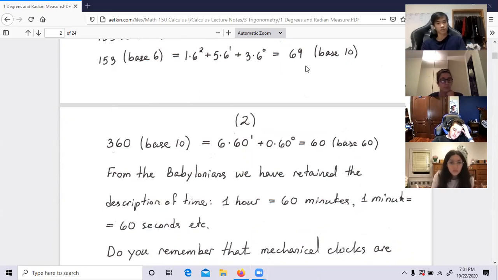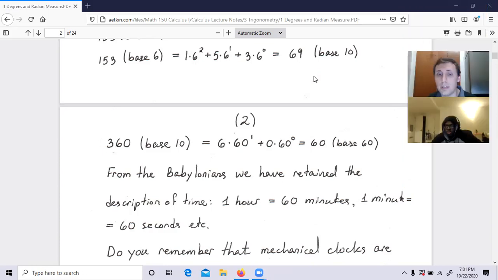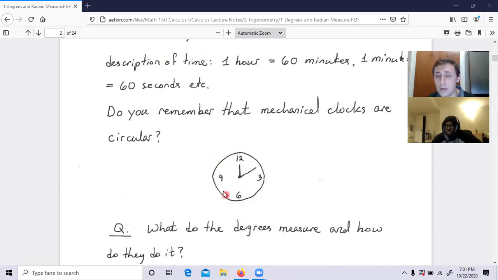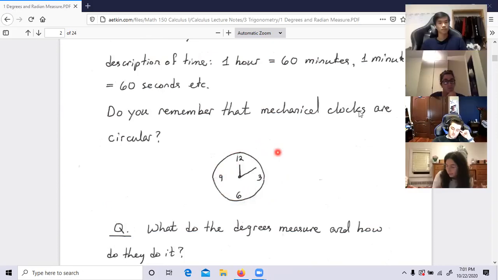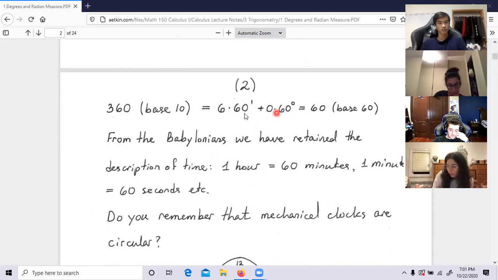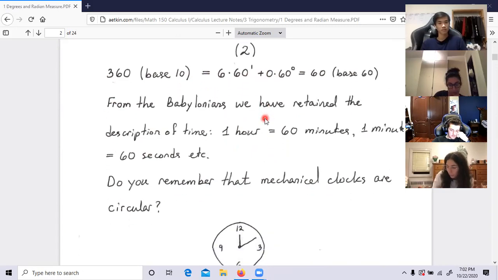So what survives from the Babylonians? You see, 1 hour is 60 minutes and 1 minute is 60 seconds. You wondered about it, right? So that's Babylonian time. Why do we use that measurement? That's because that is how the clocks used to be. They used to be circles, you understand? So 1 hour is 60 minutes because it's like this 60 from the base 60 thing that we have here, okay?